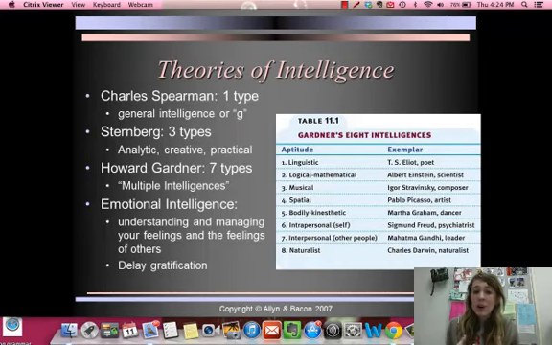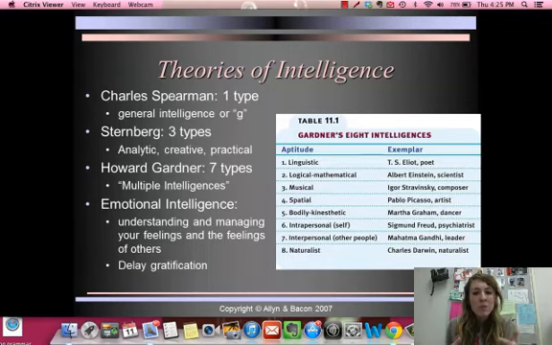And the last type is a newer type of intelligence. It's getting a lot of press lately. It's called your emotional intelligence or your EQ, okay? And this is understanding and managing your feelings and the feelings of others. So it's knowing how you feel and being able to tell how others feel. Another thing about this is delaying gratification.